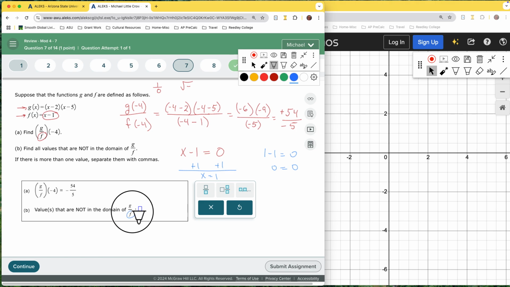And again, all we really focused on was f. x could really be anything. But because f is in the denominator, it means we have to exclude the point x equals 1. And we just do it like that. That's it.